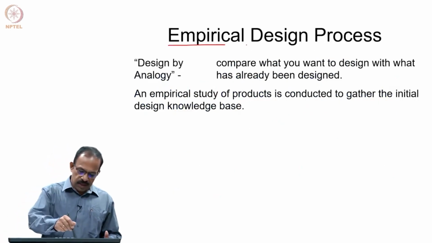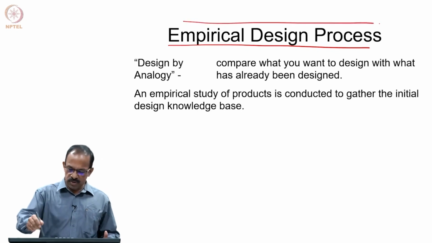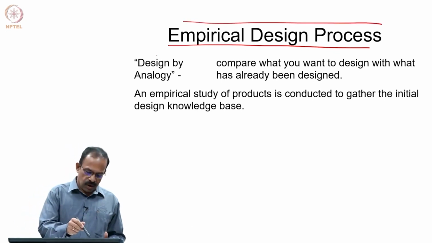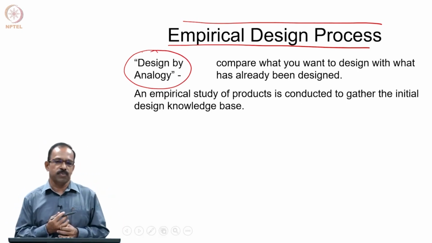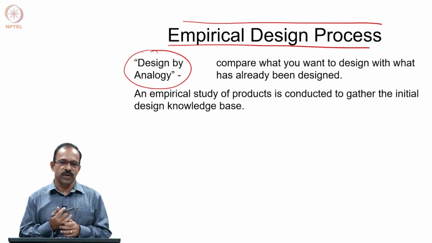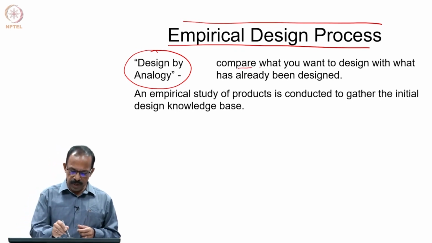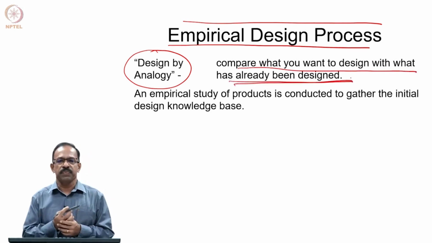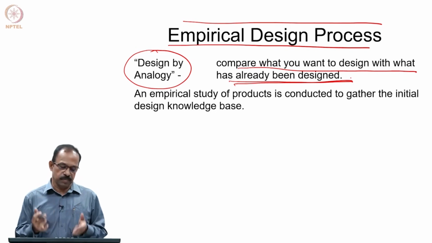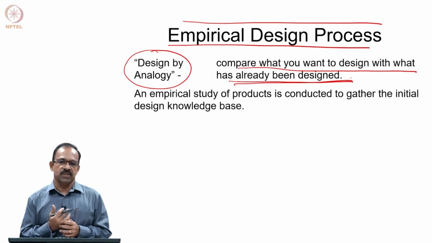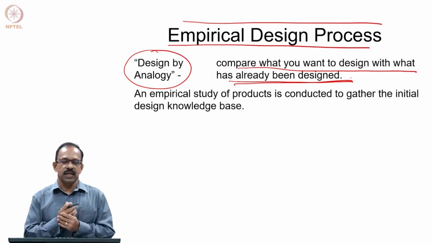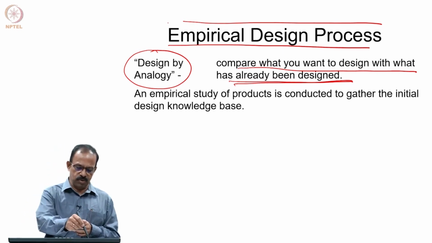And we have something called an empirical design process, where we try to design by analogy. That is known as the empirical design process, which we normally follow in the conventional design process. So, here what we do is compare what you want to design with what has already been designed. This is one of the basic methods, or basic strategies, adopted by designers in order to get the design done.